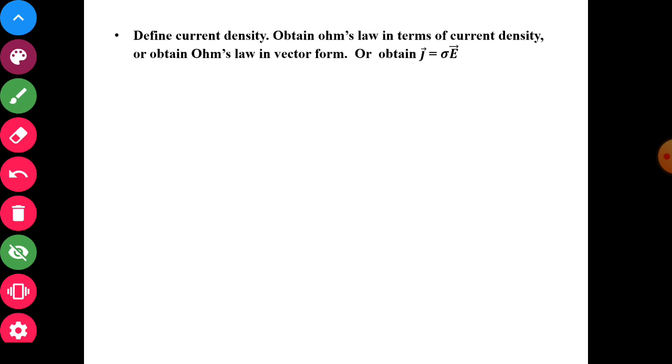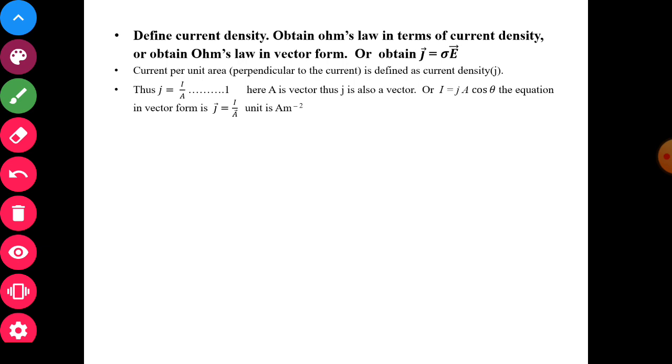Now here, first of all, current density is nothing but current per unit area, current per unit area perpendicular to the current. Try to understand: the area, or the plane that we are considering, or the cross section of the conductor, is perpendicular to the current. So I am drawing it for understanding.